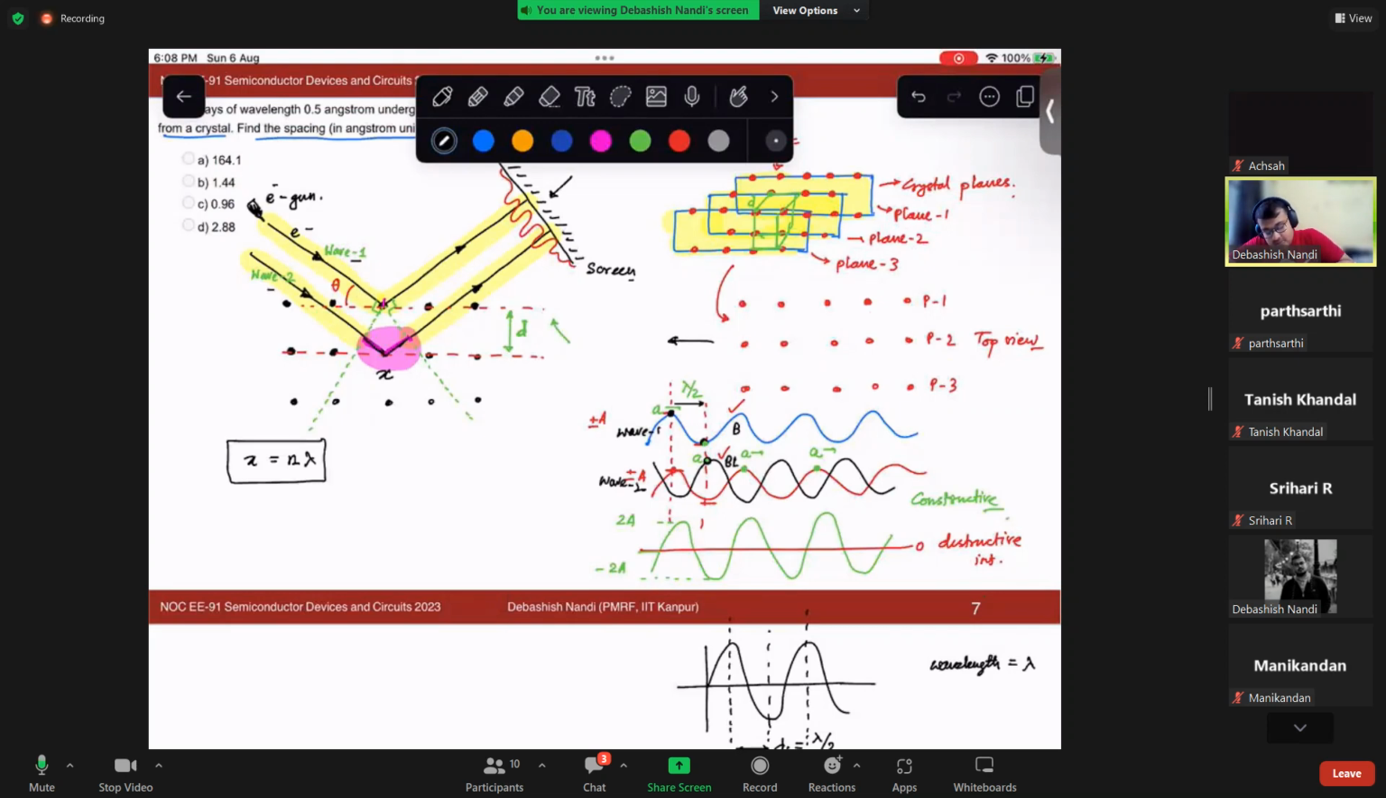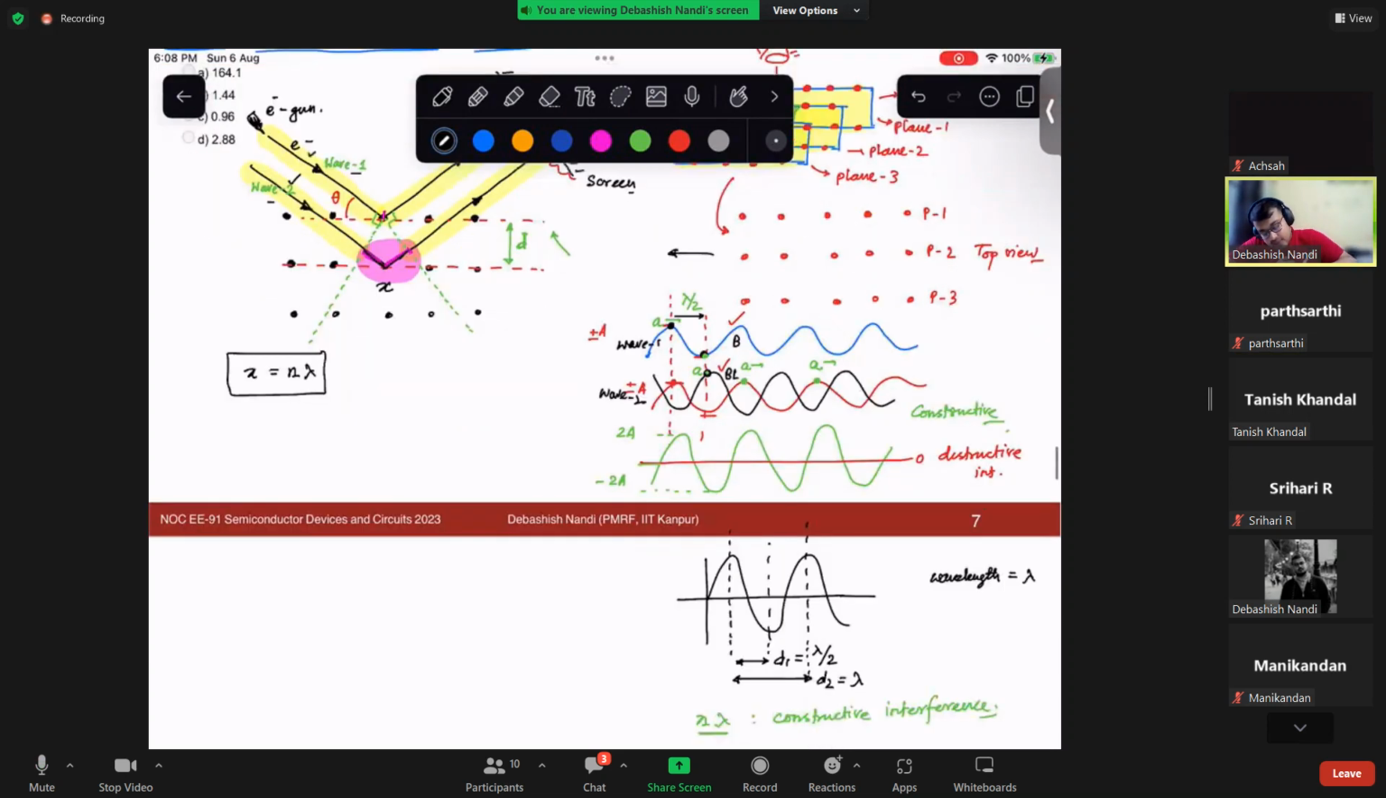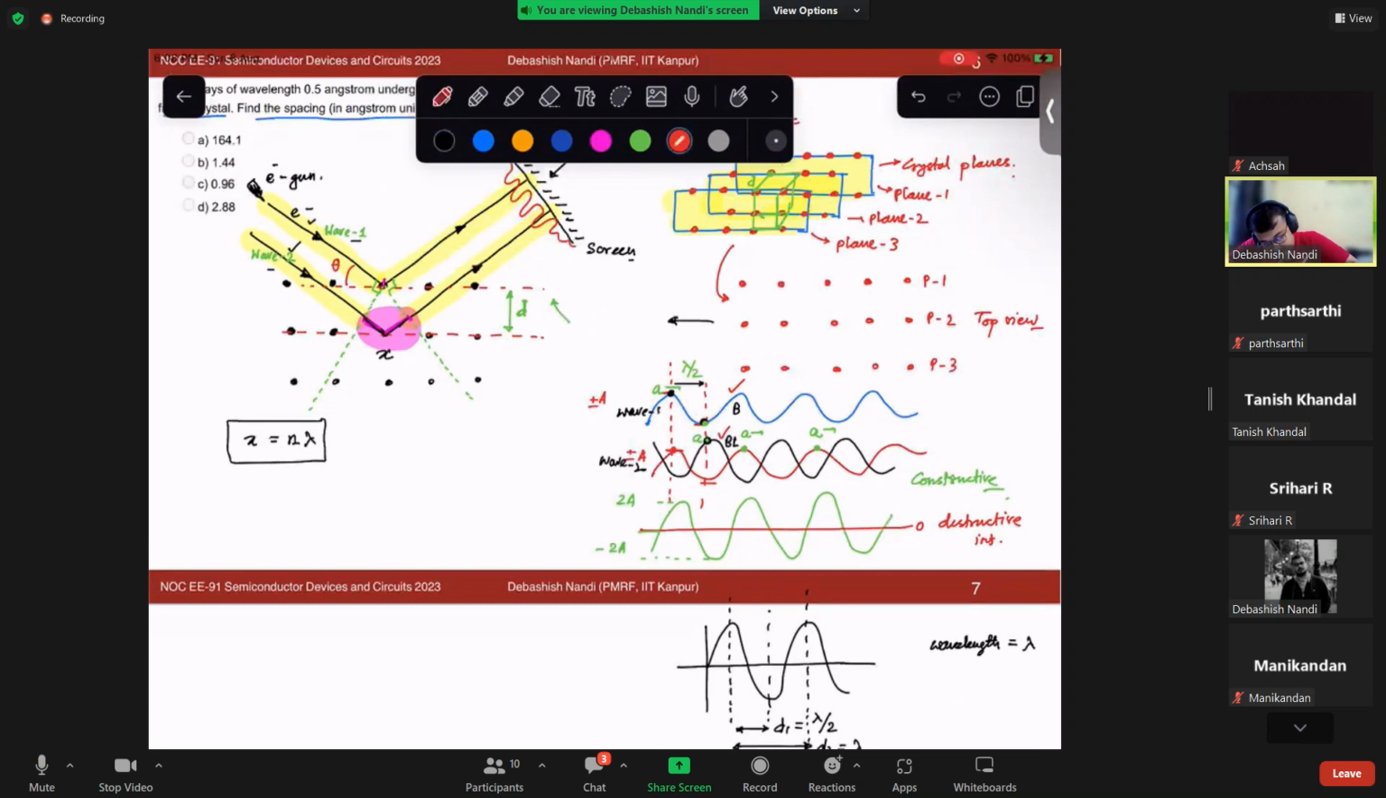Lambda is the wavelength of these waves. So now we need to just calculate x in terms of d. How do you do that? You see that this angle is theta, right? So can we say that this angle is also theta?